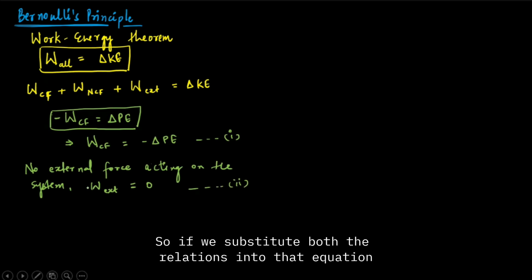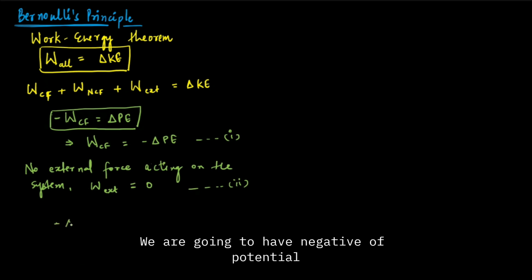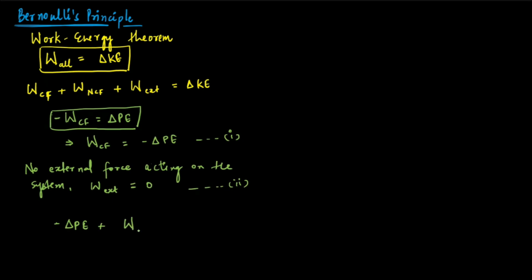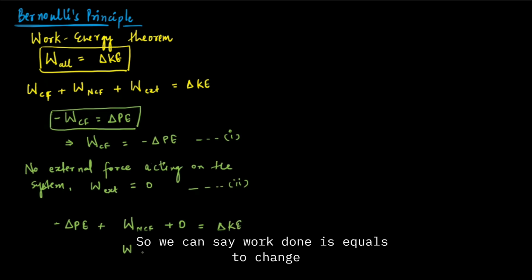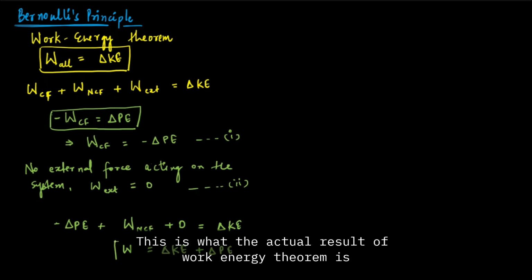So if we substitute both the relations into that equation, what are we going to have? We are going to have negative change in potential energy plus work done by the non-conservative force plus 0 must be equal to the change in kinetic energy. So we can say work done by the non-conservative force is equal to the change in kinetic energy plus the change in potential energy. This is the actual result of the work energy theorem.